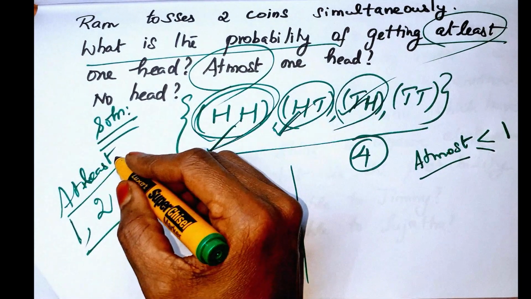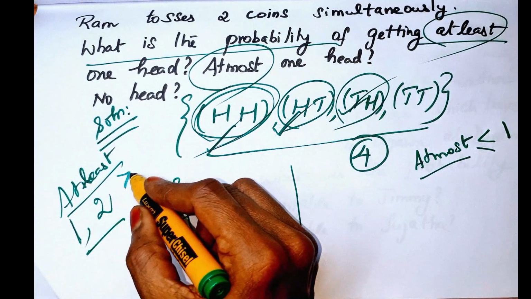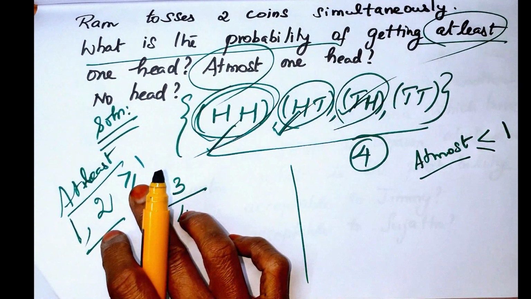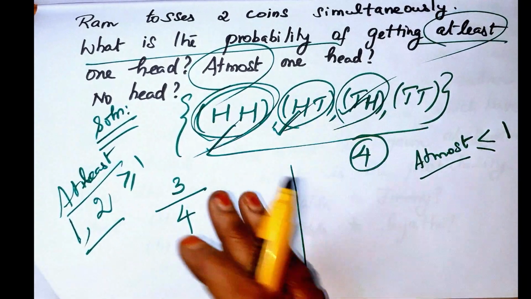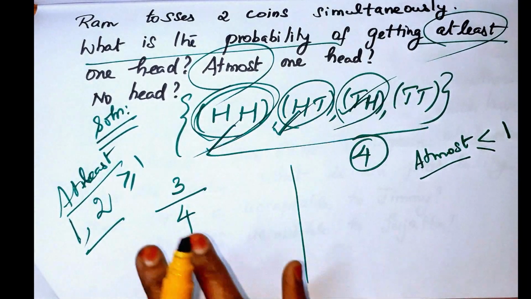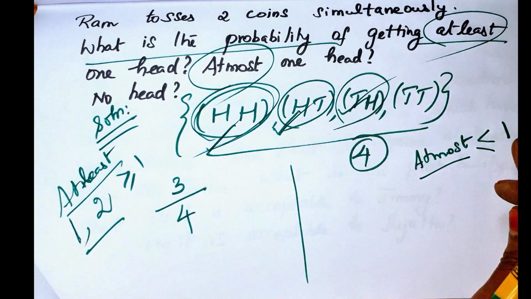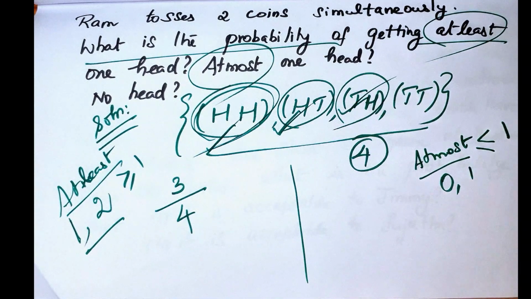What did we say here? At least. At least means that is the minimum where we are starting. So at least 1 head means greater than or equal to 1. So there is one head, and above that, up to 2 heads. So 1 head or 2 heads. Here at most 1 head means less than or equal to 1. So no head and 1 head.